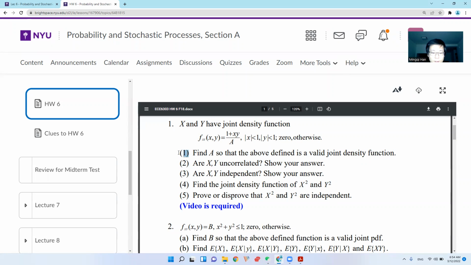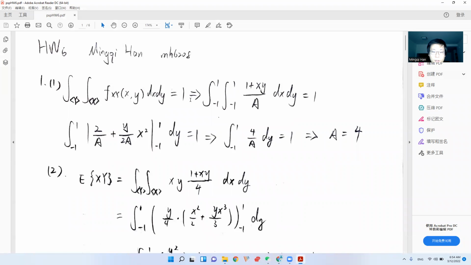The first part is to find the constant a: what value of a makes this a valid joint density function? For a valid joint density function, it should be the same as a regular valid density function, which is that the integration of this part should be equal to 1. Instead of the usual single integration, we have to integrate for x and then integrate for y, and then get the final equation.